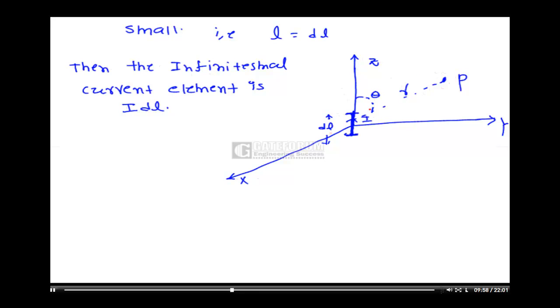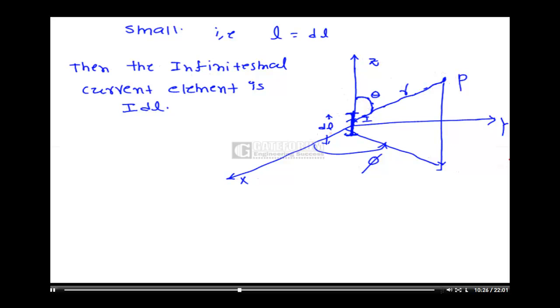This is theta. We have to calculate this length. This is P. If you use general basic coordinate system concepts, this is phi. We can solve this problem more easily in the spherical coordinate system. We have to calculate the field at any point P due to this Hertzian dipole.